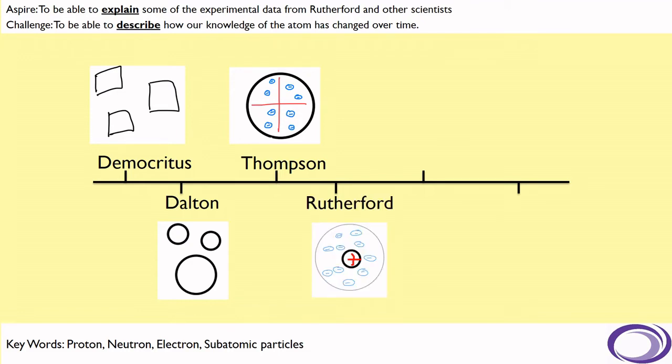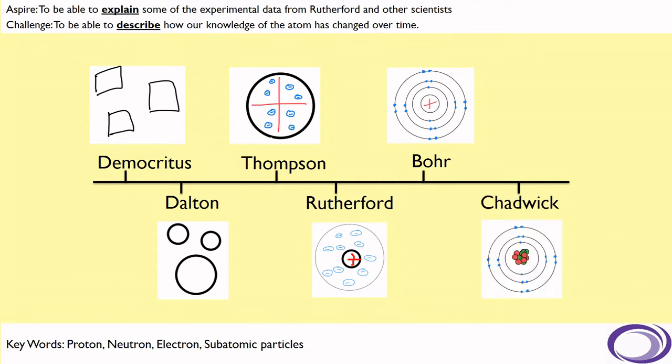Rutherford with his positive nucleus and the electrons surrounding it with empty space. We've got Bohr with our electron configurations and that positive nucleus. And then we've got Chadwick with our neutrons and protons in the nucleus and the electrons arranged as Bohr had said.